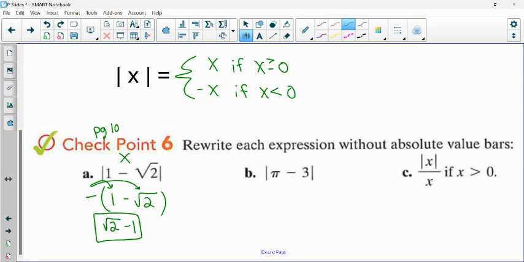So again, pi is about 3.14. If we subtract 3 from it, is that going to give us a positive number or a negative number? Positive. So therefore, since what's inside here, this x, is going to be larger than or equal to 0, we're just going to say this is the same thing as it was. It's not changing. It's just pi minus 3. Because again, we're considering this whole thing like our x. Since this thing is greater than or equal to 0, our answer is just x, which is that whole thing, pi minus 3.